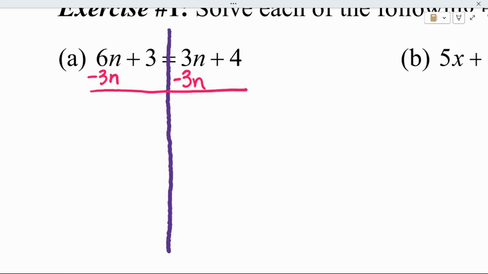So what is 6n minus 3n, Brianne? 6n minus 3n is 6 minus 3 is 3n. Oh, that's okay. Don't worry about it, hon. So 3n plus 3 equals, this goes away, 4.